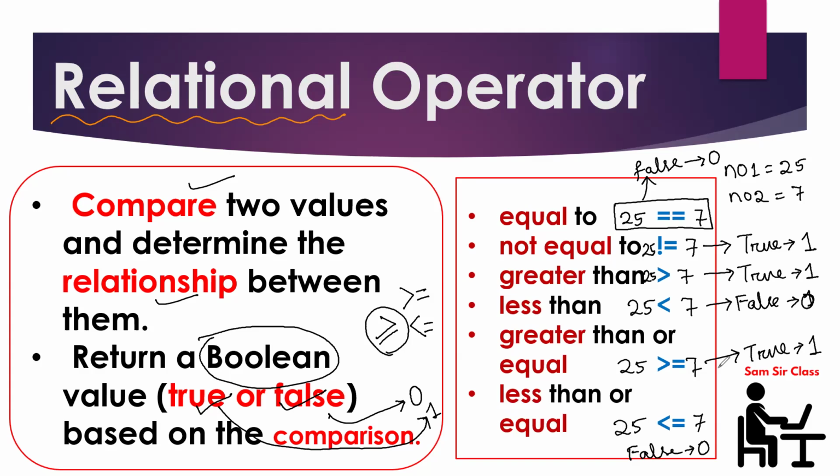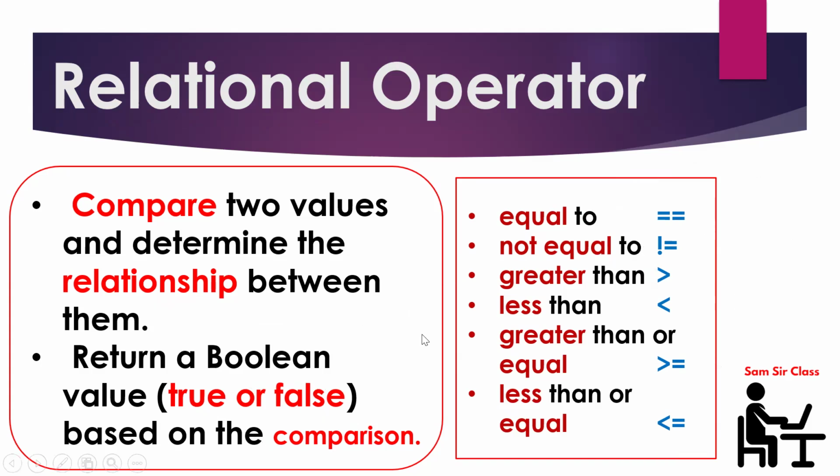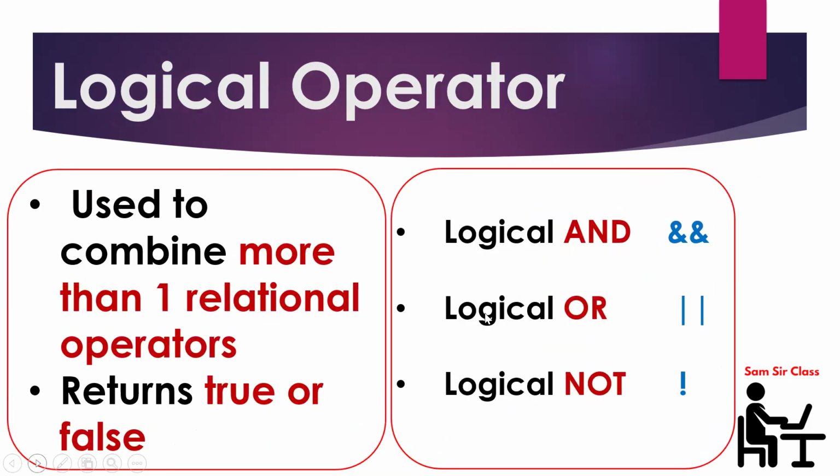Okay, so currently we have not studied enough to write the program for relational operators, but in our next slide we'll write it down. But this is actually the meaning of a relational operator. You have to compare two values by using relational operators, and as per the comparison result, it will return a Boolean value, either true or false. Based on true, it will return 1. Based on false, it will return the value 0.